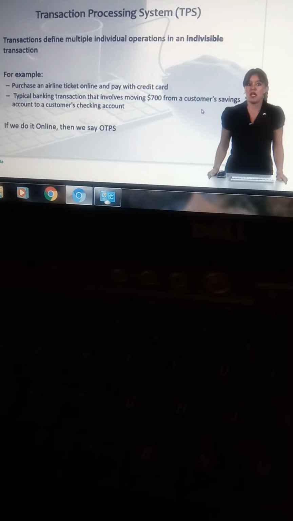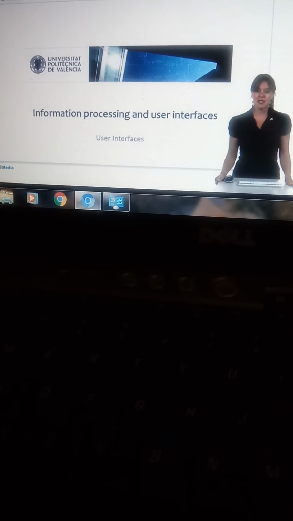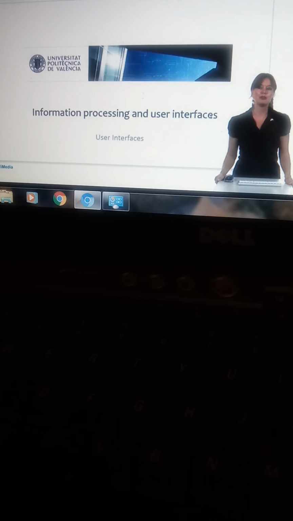Another example is, for example, transferring money from a bank account to a customer savings account. Evidently, this is also some steps of operations that need to be taken, and these operations need to be taken in an indivisible transaction. So if we do this transaction processing online, then we call it online transaction processing systems, OLTP. So we have seen three types of information and data processing, and in the next part we will talk more about user interfaces.